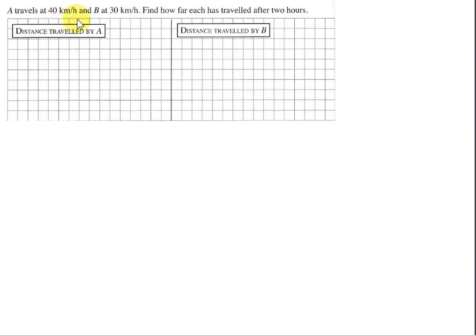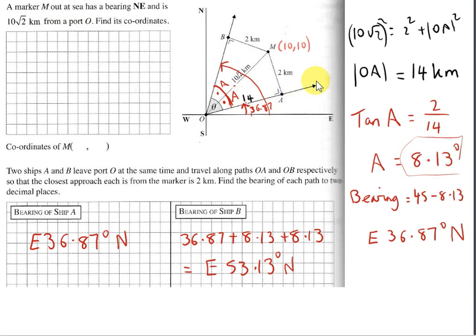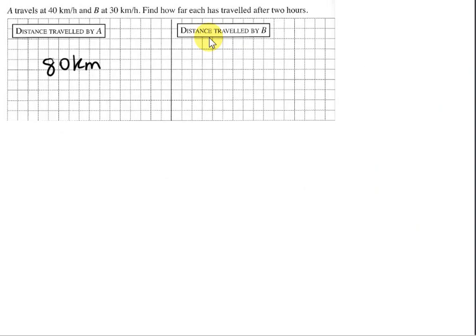A travels at 40 kilometers per hour and B at 30 kilometers per hour. Find how far each has travelled after 2 hours. So A is travelling at 40 kilometers per hour. So presumably that's a constant speed of 40 kilometers per hour. That means in 1 hour A will cover 40 kilometers. In 2 hours it'll cover 40 times 2, or 80 kilometers.